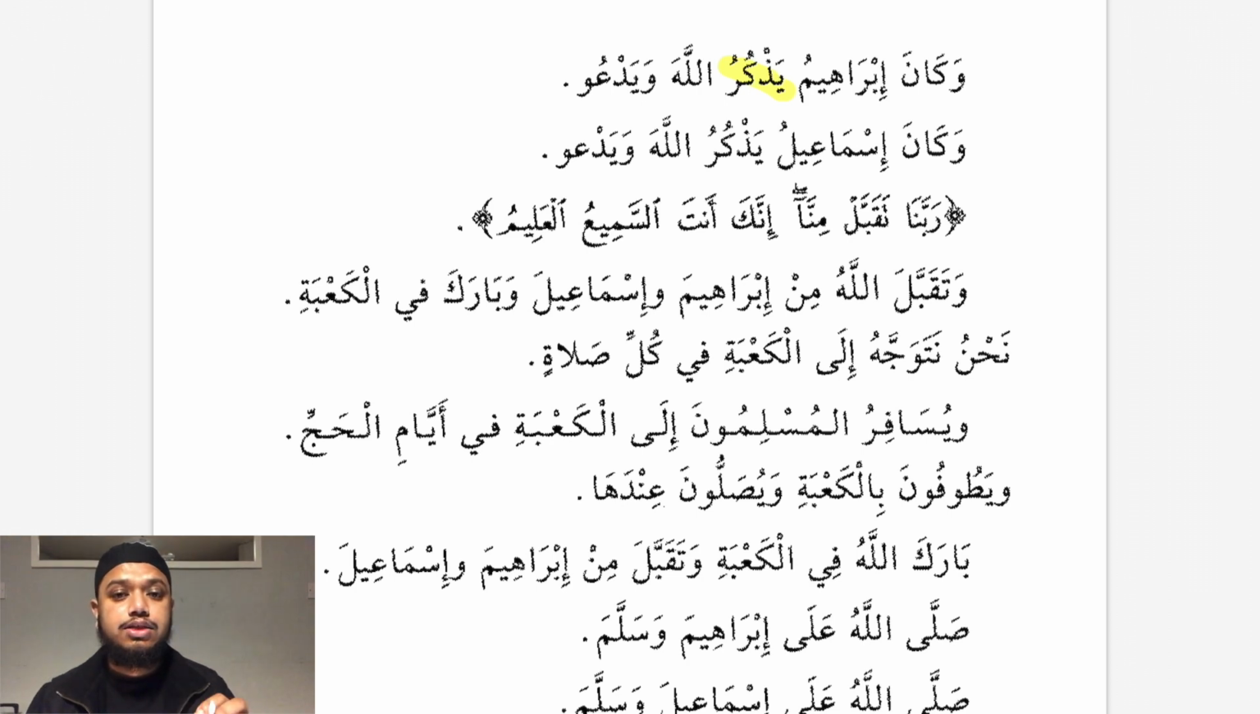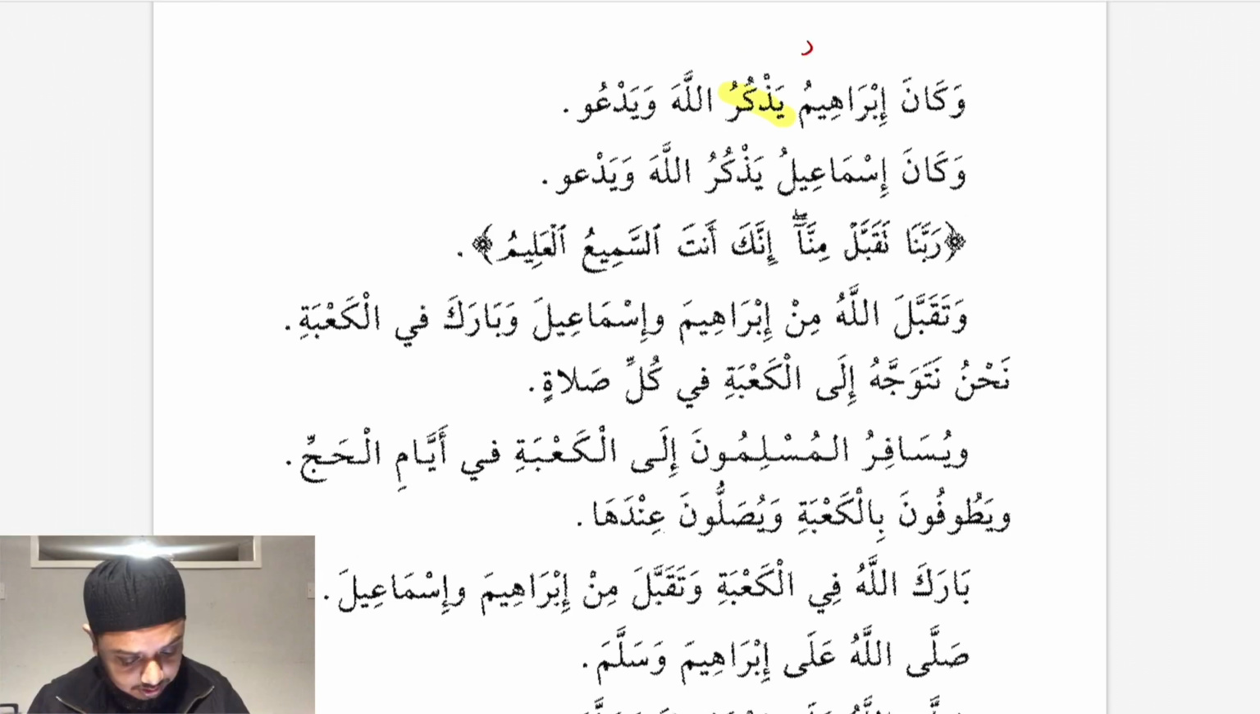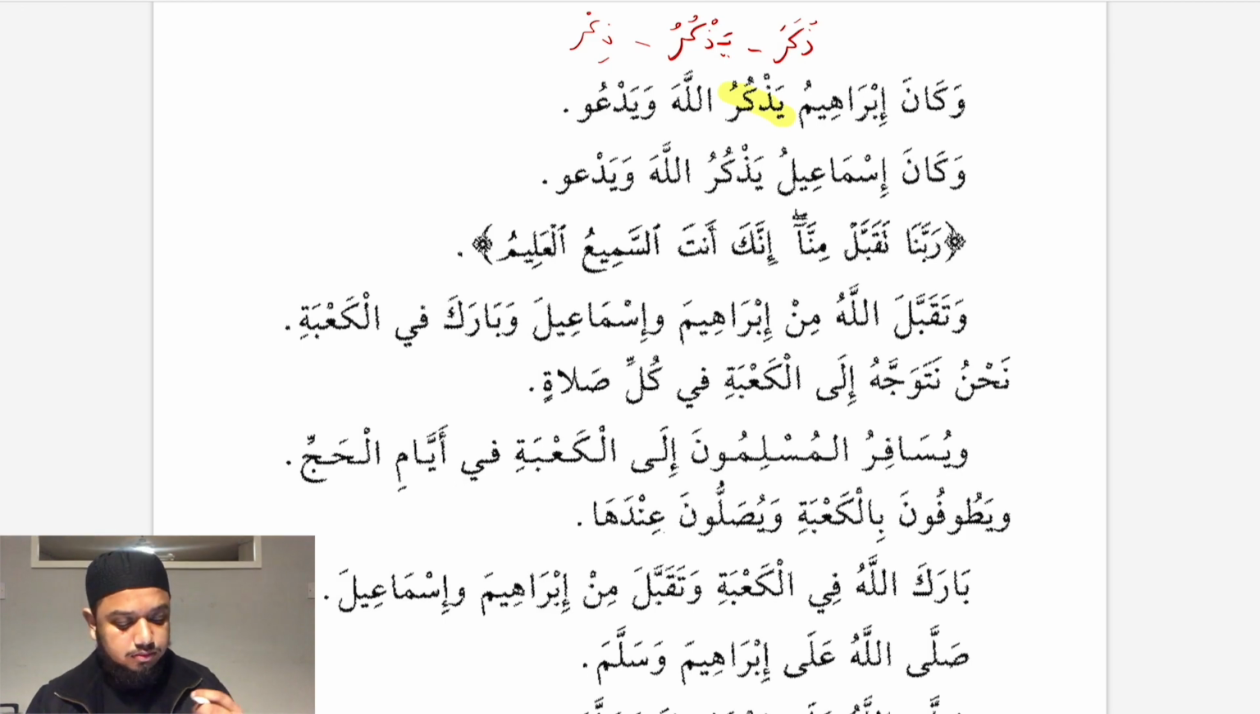ذَكَرَ يَذْكُرُ means to remember. Dhikr is the masdar. So Ibrahim alayhi salatu wasalam was doing the dhikr of Allah, he was doing the remembrance of Allah. وَيَدْعُو, and he was making dua. We've mentioned previously that da'a yad'u means to call or to make dua.